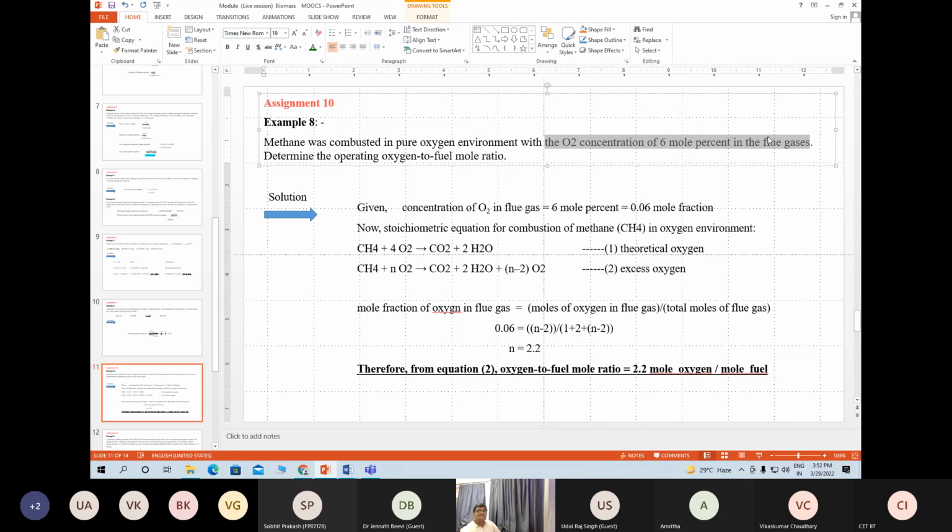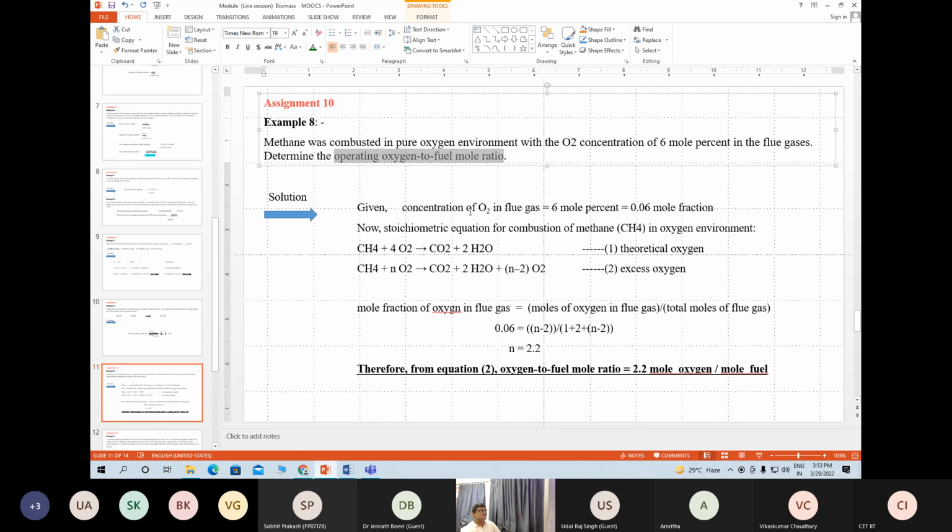What is the meaning of this? There is excess air, or rather excess oxygen was supplied. That's the reason that much oxygen is coming out in the flue gas. If it were the actual requirement as per the stoichiometry, then the oxygen should not come out. If it is coming out, it means excess oxygen was supplied, right? So determine the operating oxygen to fuel molar ratio for this particular reaction. That is what we need to calculate for this system.